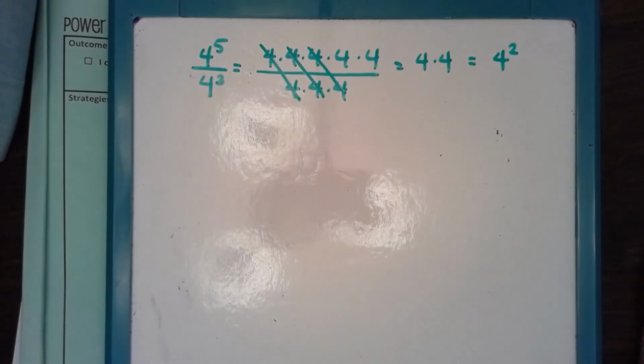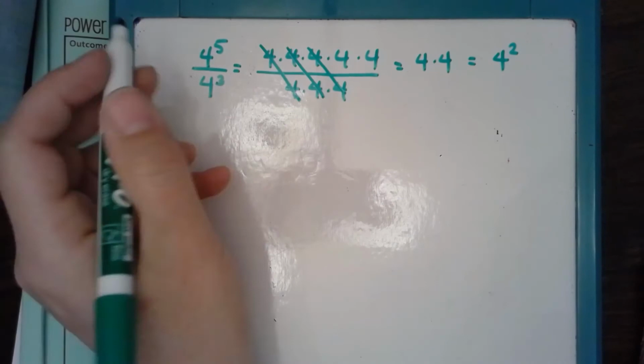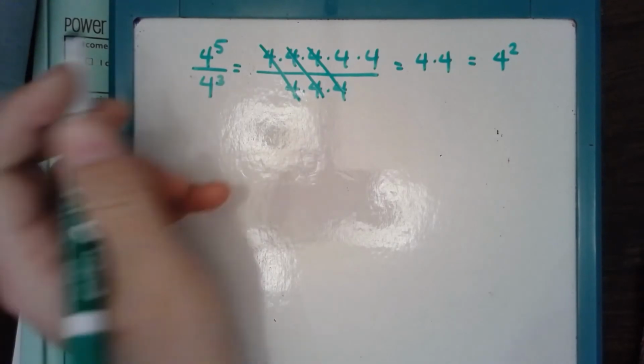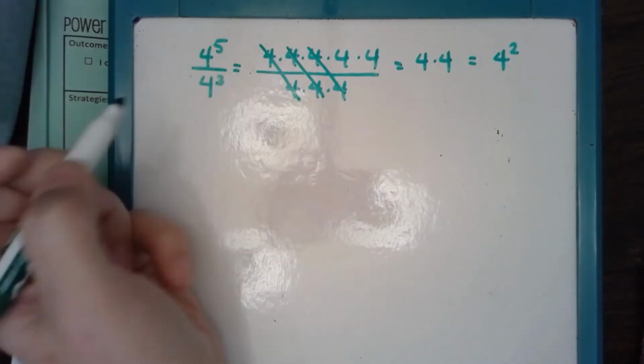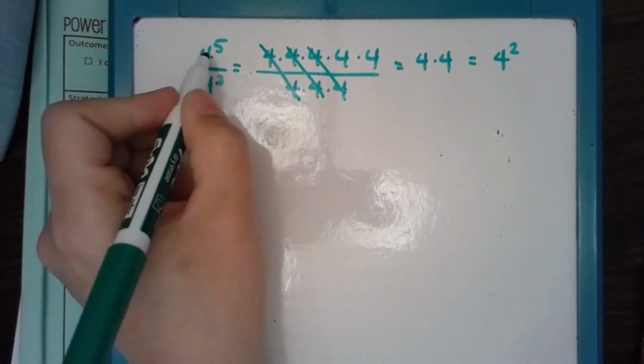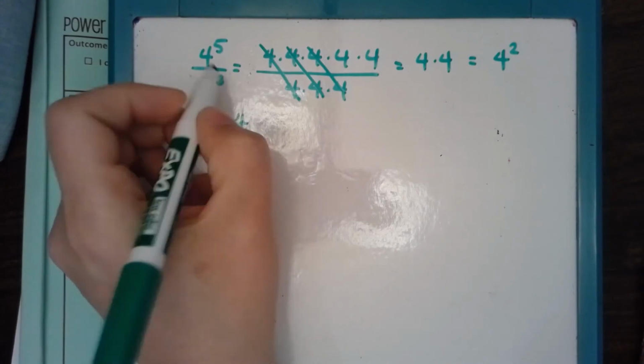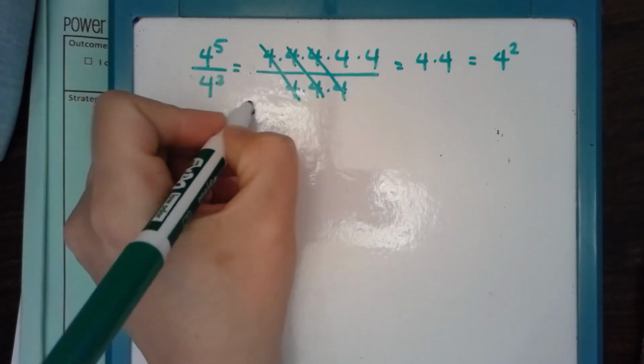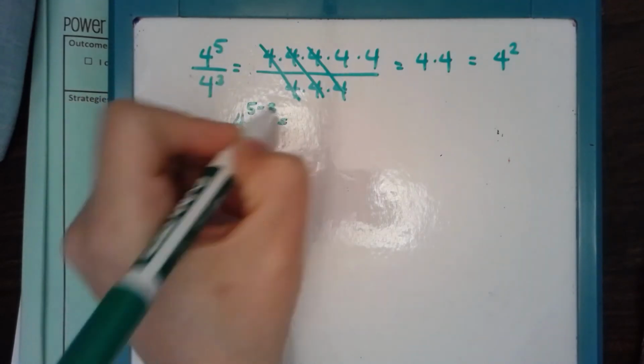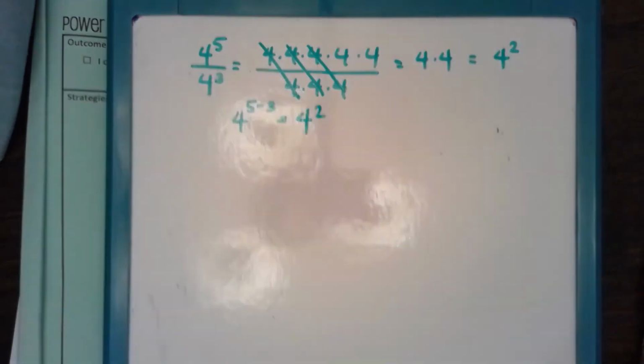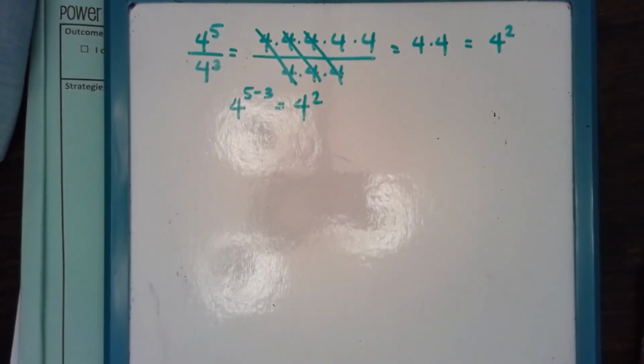Eventually we figured out that this works over and over again, and so what we can do is just subtract exponents. So 4 to the power of 5 divided by 4 to the power of 3 became 4 to the power of 5 minus 3, which was 4 squared.